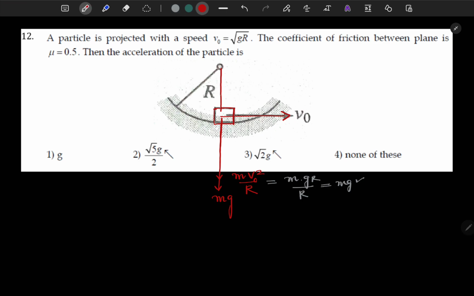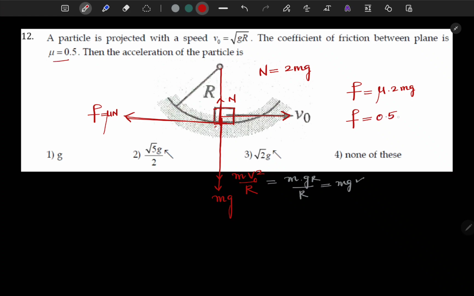And there is also normal force acting here, N, and there is also frictional force acting here. F is mu into normal reaction. If you do the equilibrium along vertical, you have N is equal to mg plus mg, which is 2 mg, correct? So F is equal to mu into normal reaction, which is 2 mg. So the friction is mu times, which is 0.5 mentioned here, into 2 into mg, which will give you friction is also mg.